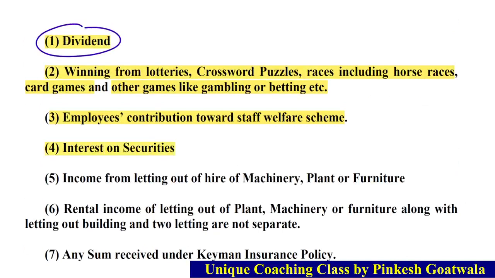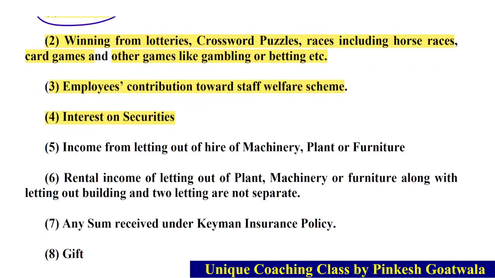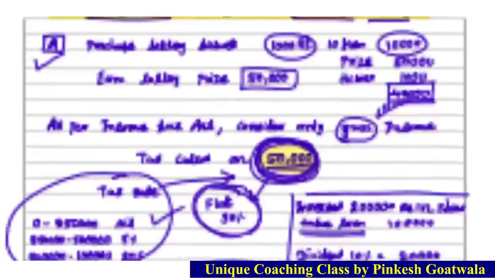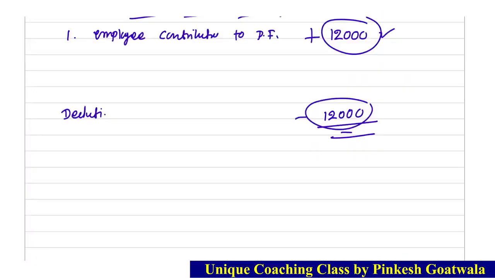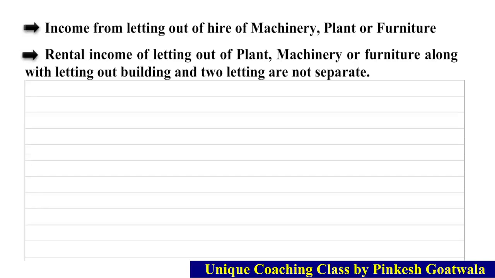Okay, now we are going to understand 5th and 6th. Then we will see interest on security, it is an important one. 5th, that is income from letting out or hire of machinery, plant or furniture, and 6th, rental income of letting out of plant, machinery, furniture along with letting out building, and the two lettings are not separate. Okay, 5 and 6. So let's take an example, then you can easily understand this point. Very simple and easy concept.